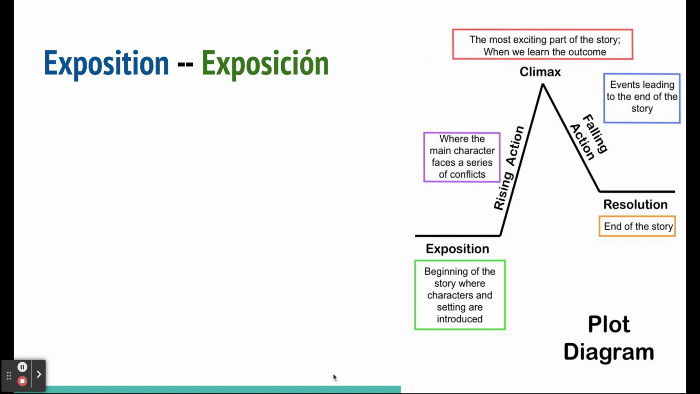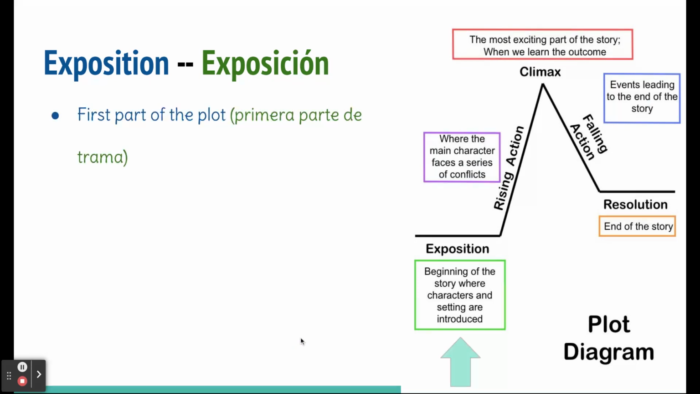The first part of the story is called the exposition. It is found here on the plot diagram, the first straight line running along the bottom. It contains the characters and the setting. And this is when the reader is introduced to the story.